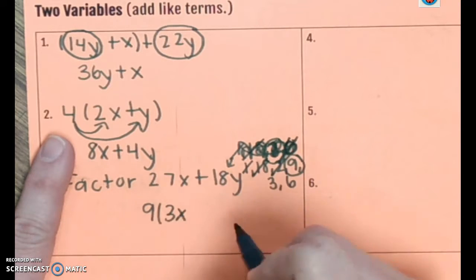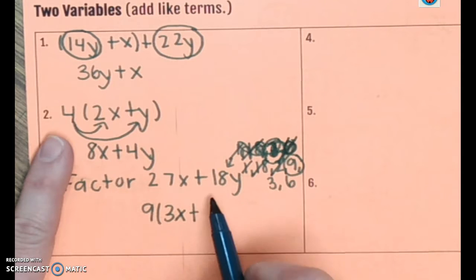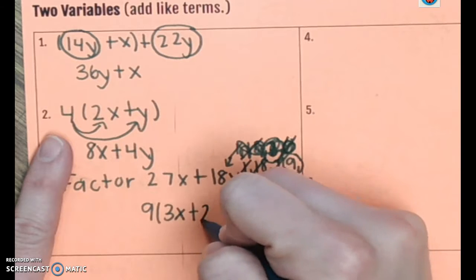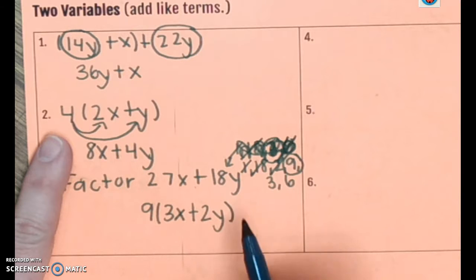We're going to keep the x there because there's not a letter in common. And then 9 goes into 18 2 times, and so we add our y. So 9 times 3x is 27x. 9 times 2y is 18y.